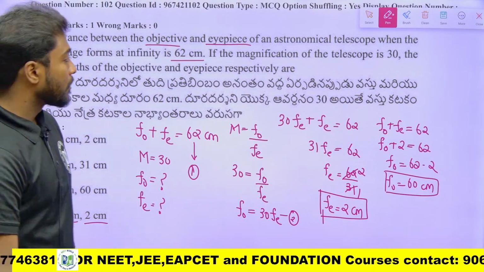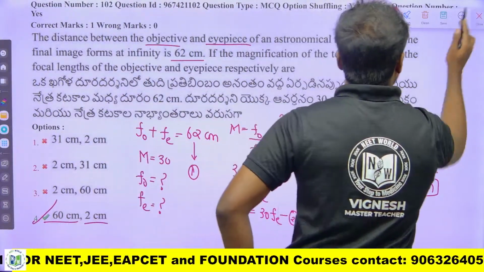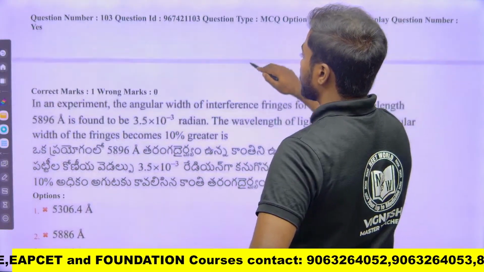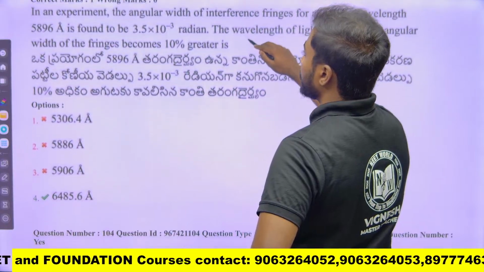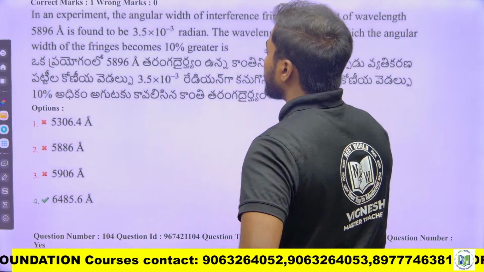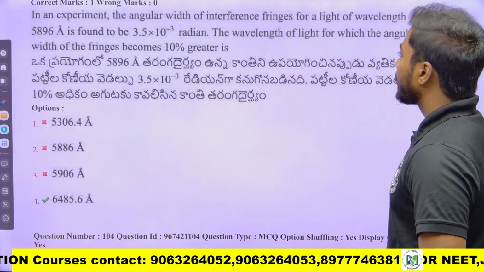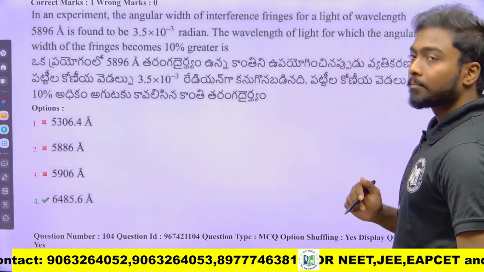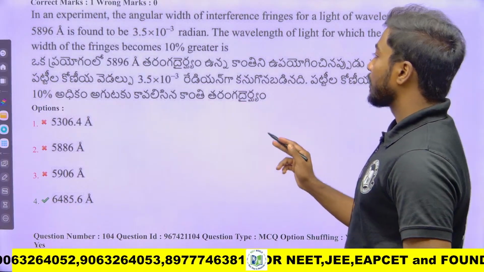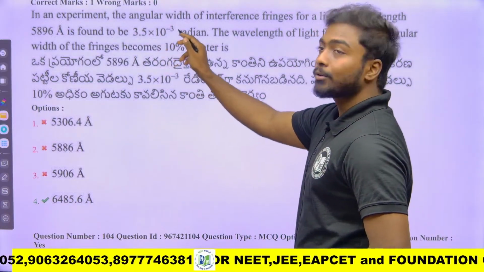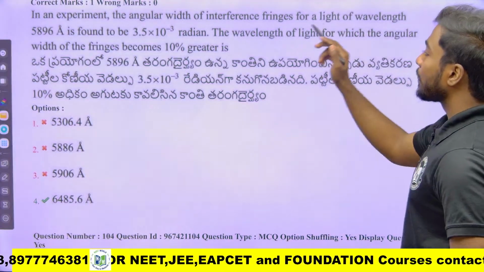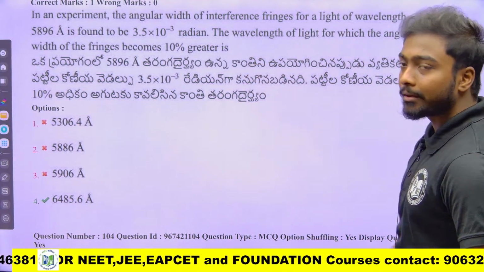Okay, right, we will go for the next question. Question number 103. Yes. So, in an experiment, the angular width of an interference fringe for a light of wavelength 5896 angstrom is found to be 3.5 into 10 power minus 3 radian. Find the wavelength of light for which the angular width of the fringe becomes 10% greater.